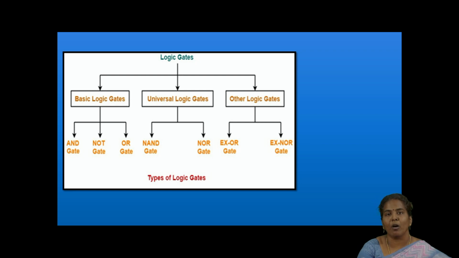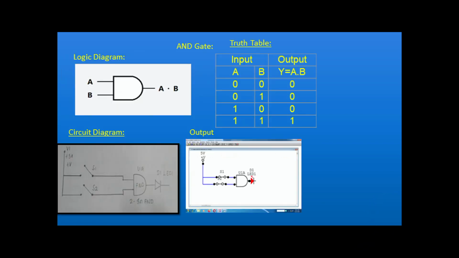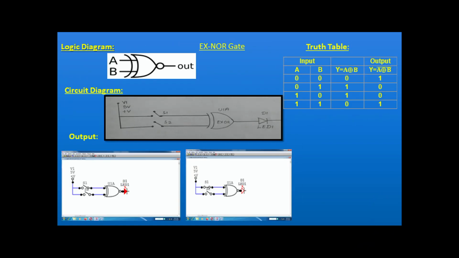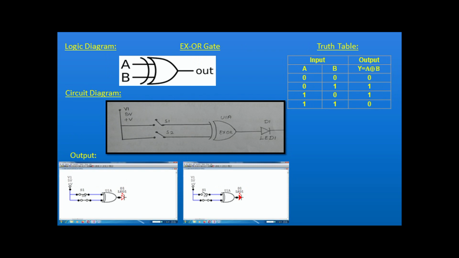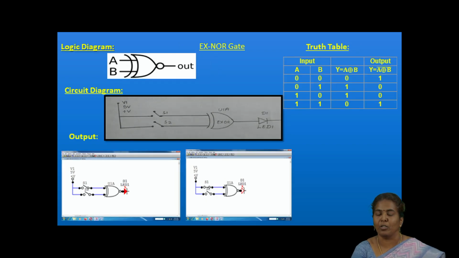What do you mean by NOR gate? It is a NOT OR gate. Finally, XOR and XNOR, we saw those. For the XOR gate, if the inputs are different, it gives the output 1. But for the XNOR gate, if the inputs are the same, it gives the output 1.